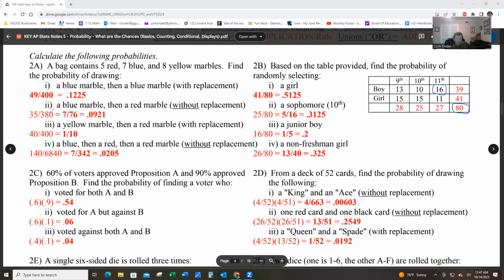Okay. And the next one is a non-freshman girl. So we got a girl that's a non-freshman. That's these two added up, a non-freshman girl. So that's those two added up divided by 80. Okay. As simple as those things are, they do happen sometimes on the AP test, and you got to get them right because it's pretty easy.